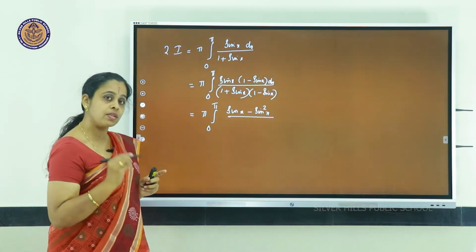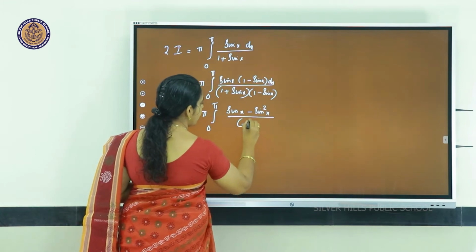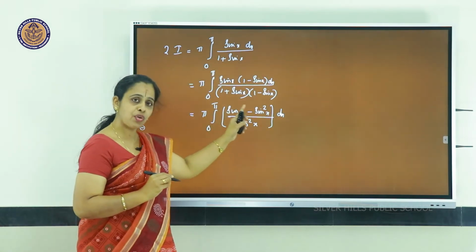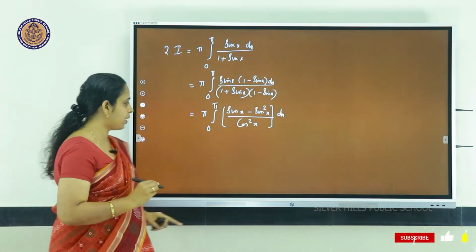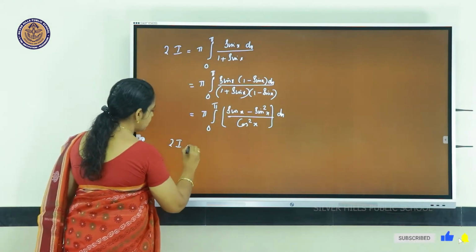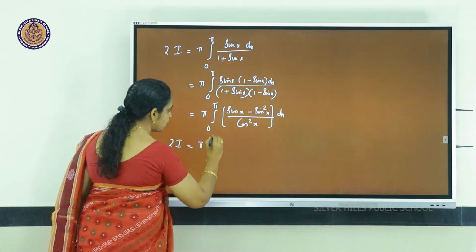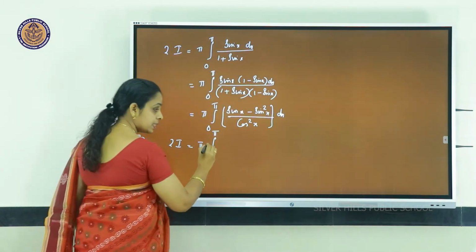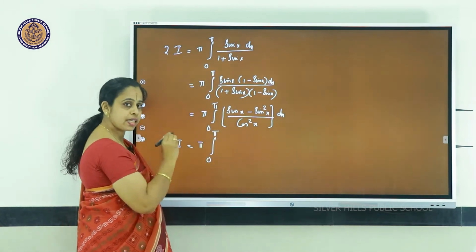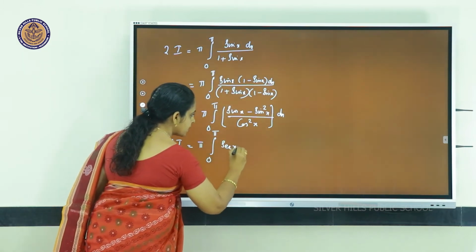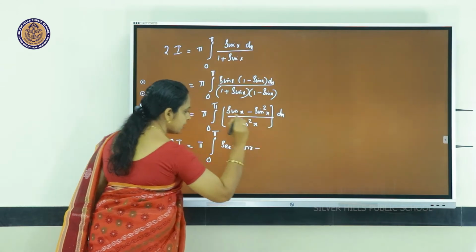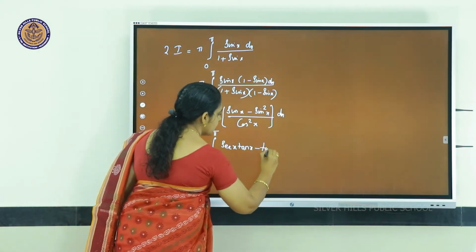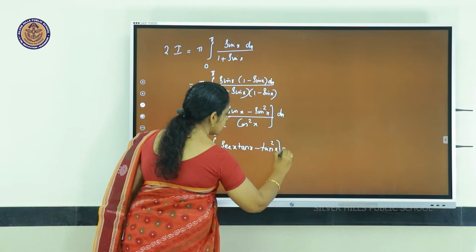What is 1 minus sin square x? Cos square x. Cos square x dx. Now, let us divide each term of the numerator by cos square x and simplify. 2I equal to pi into integral 0 to pi sin x by cos square x. Sin x by cos x is tan x, 1 by cos x is sec x. So, sec x tan x minus sin square x by cos square x, tan square x, dx.